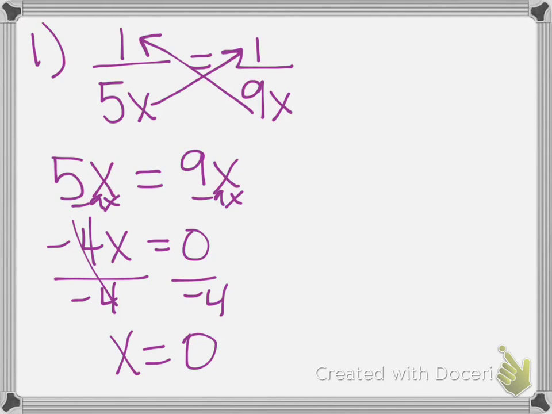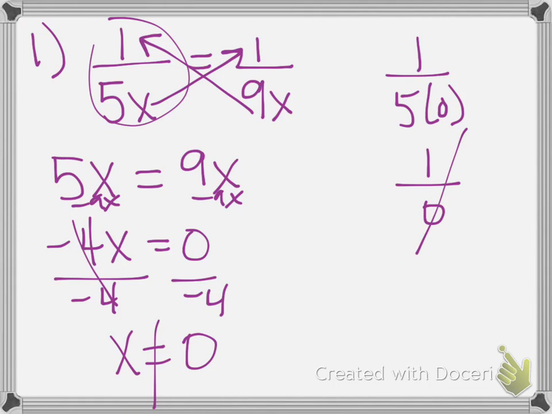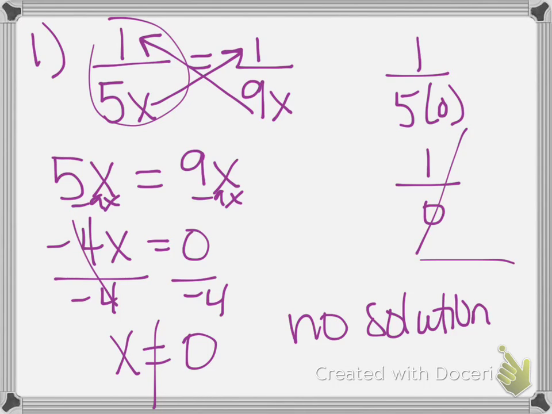Now the one thing is, whenever you solve, you always want to check and make sure that your answer can work in the denominator. If your answer makes the denominator 0, you cannot use it, okay? So I am going to check with that 1 over 5x. If I put in that 0, I get 1 over 0, which is undefined. Therefore, x cannot equal 0, and I have no solution. So whenever you solve rational equations, you always want to make sure that your answer can work in the denominator, and it doesn't make it 0.